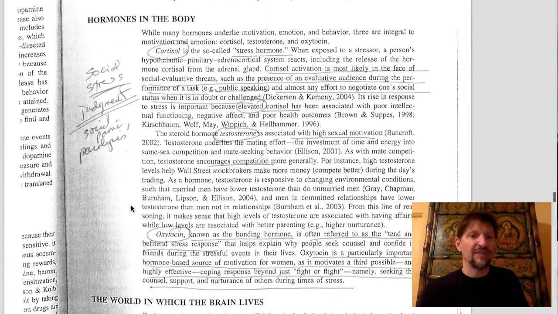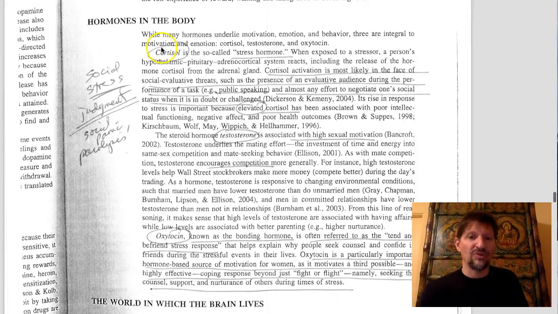There's a nice thing about talking about the three main hormones in the body. Cortisol, the stress hormone, right? It actually is activated in the face of socio-evaluative threats like social judgment. Really interesting. Elevated cortisol, stress, has been associated with poor intellectual functioning, so it affects your cognition. Again, the link between thought and feeling. It's also associated with negative affect, poor health outcomes, and so forth. The steroid hormone testosterone is associated with high sexual motivation and arousal, but it also encourages competition and probably anger and these sorts of things as well.